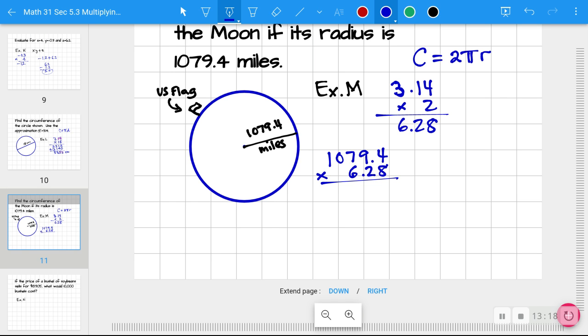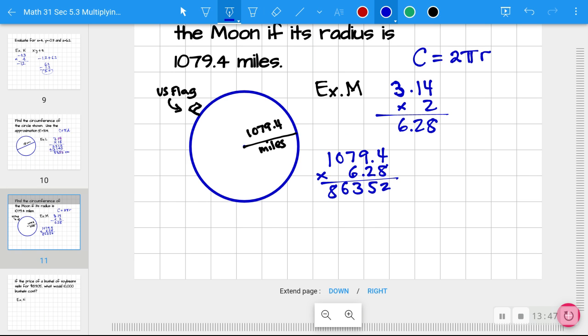All right, 8 times 4 is 32. 8 times 9, 72 with 3 more. 8 times 7, 56 with 7 more is 63. 8 times 0 with 6 more is 6 with no carry. 8 times 1 is 8. Erase all those carry marks.